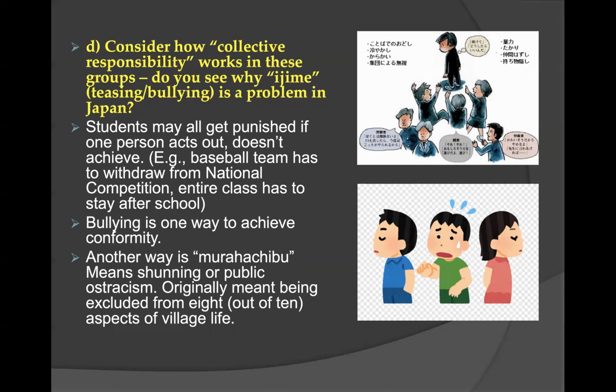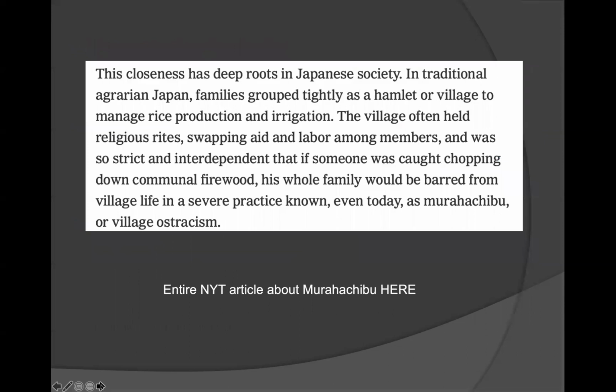So ijime, or bullying, is one way to achieve that type of conformity. Another way, which is not mentioned in Sugimoto's article, is murahachibu. Murahachibu means shunning or public ostracism. So this originally meant being excluded from 8 out of 10 aspects of village life. Basically, in this case, in the school, students ignore the person who isn't performing as expected. They act, in a lot of cases, as if that person doesn't exist. This is an example of murahachibu.